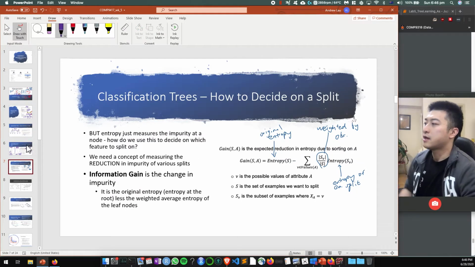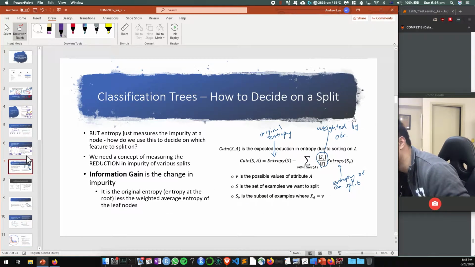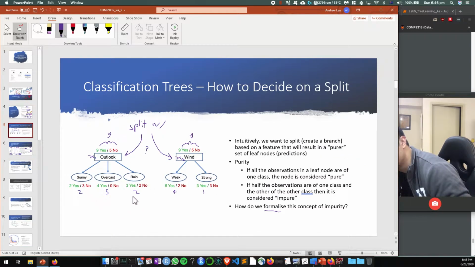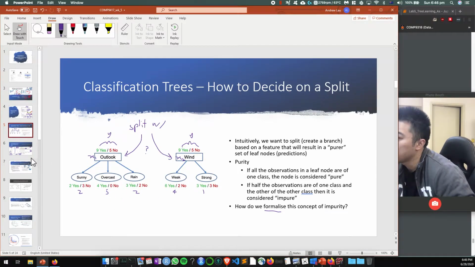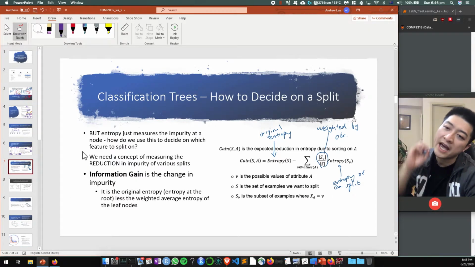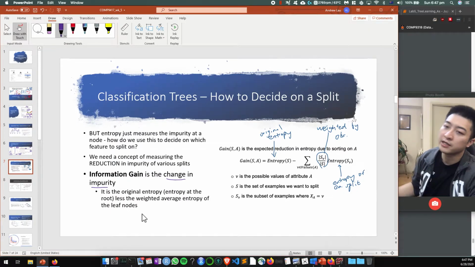Cool. Now we've sort of formalized the measure of impurity. That's not quite it, right? Now that we can actually measure the impurity at each of these nodes, we can calculate what's the impurity here, what's the impurity here. It's good, but we need one more thing. What we actually care about is the information gain. Now, information gain, think of it as change in impurity, right?